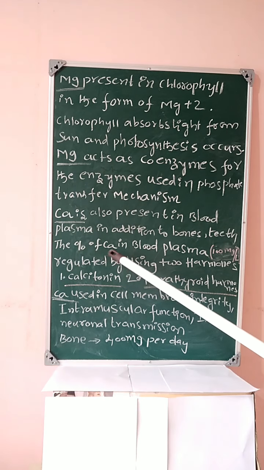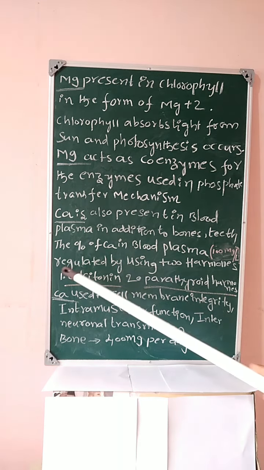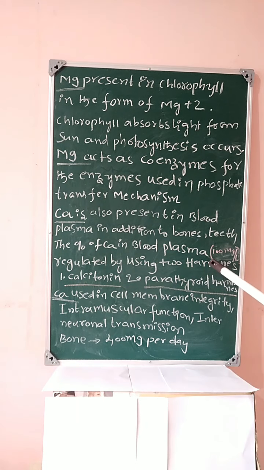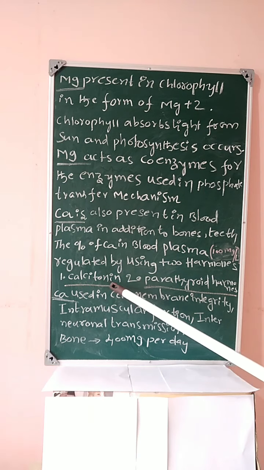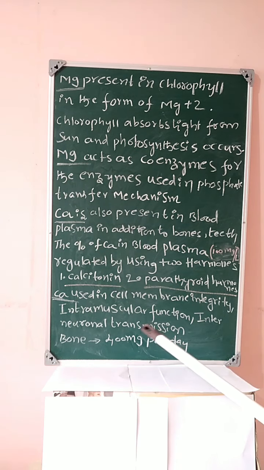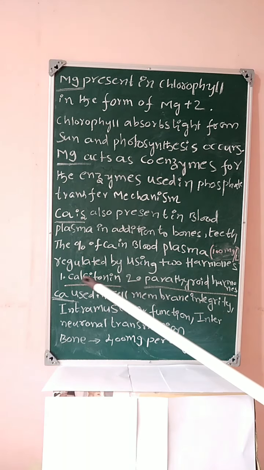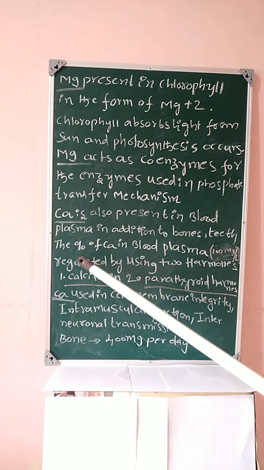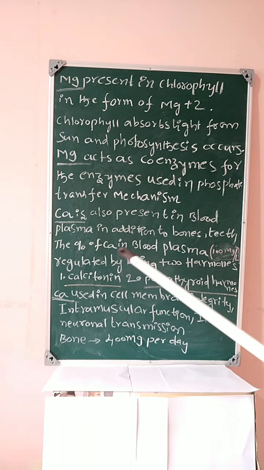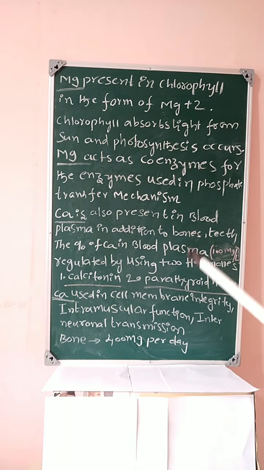The calcium level in the blood plasma is regulated by two hormones. Those are calcitonin and parathyroid hormone. Very important, student, from the NEET point of view. The calcium level in the blood plasma is regulated by which of the following hormones? One is calcitonin, another one is parathyroid hormone. Both hormones regulate and control it; 100 milligram per liter is the required quantity.